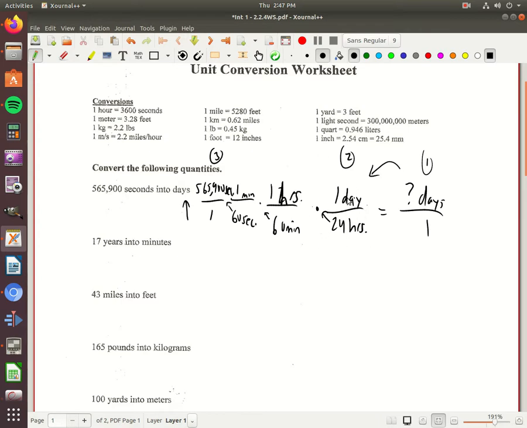I haven't changed anything. This is the same thing. And I know that 1 hour is 60 minutes. And again, I haven't changed anything. 1 minute, 60 seconds, it's the same thing. But what I have been able to do is go from days to seconds. And I'll show you what I mean.